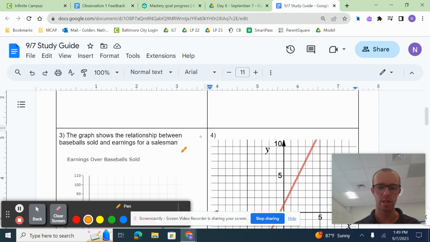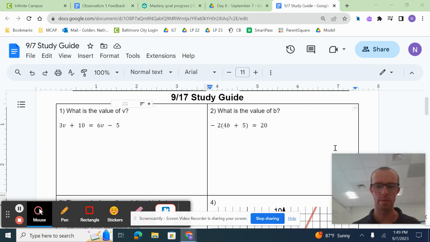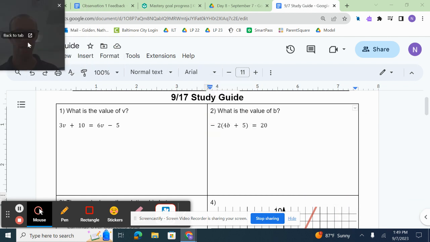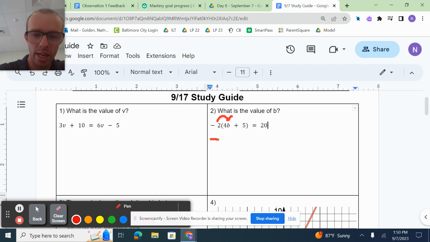All right. Let's go to number 2 now. Let me move myself out of the way here. What is the value of b? I only have a variable on one side this time, but I do need to start with some distribution. Parentheses tells me I need to multiply, so I'm going to do negative 2 times 4b. That is negative 8b. And I need to do negative 2 times 5. That's negative 10.